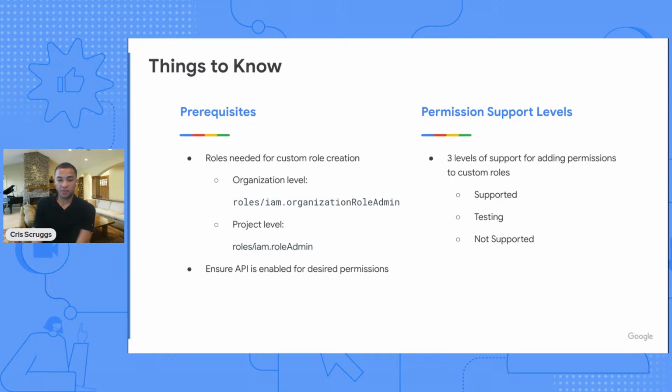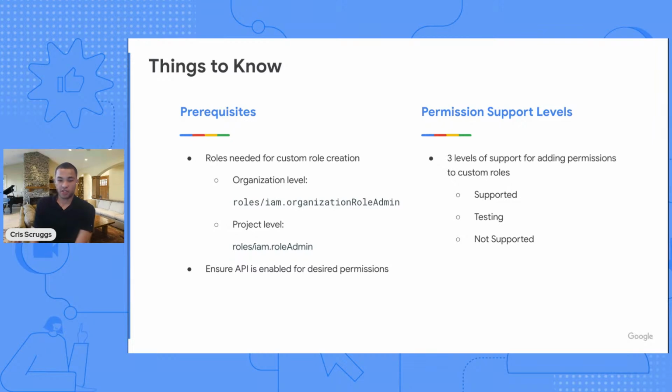Next, if you seem to be missing a desired permission when setting your custom role, ensure that the corresponding API is enabled for that permission. For example, if you want to add a Kubernetes engine permission to your custom role, ensure that the Google Kubernetes engine API is enabled first.